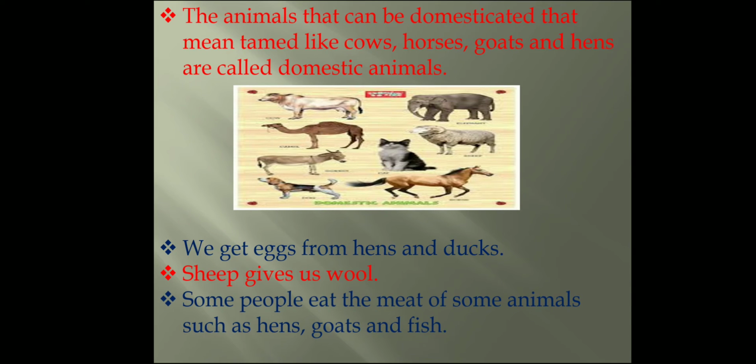We get eggs from hens and ducks. Sheep give us wool. Some people eat the meat of some animals such as hens, goats and fish. They are called non-vegetarian.